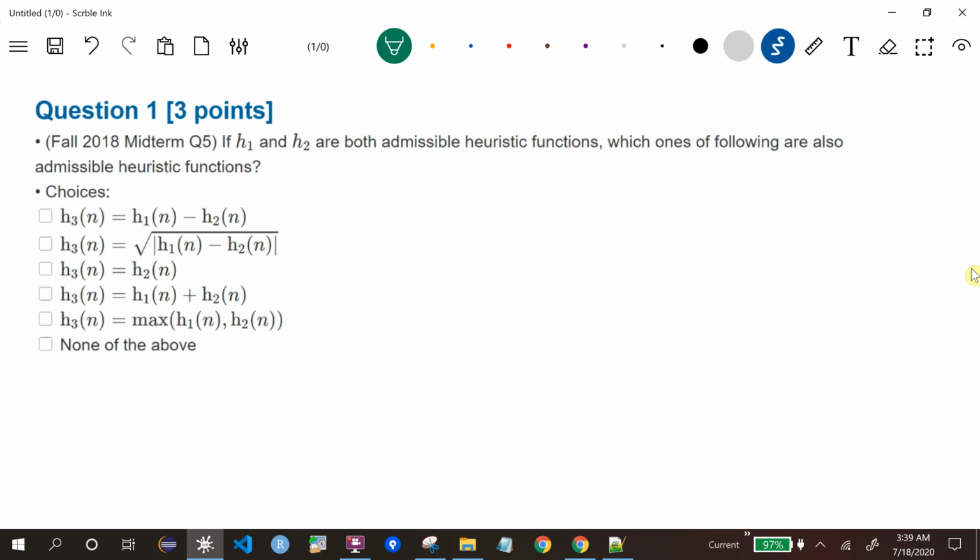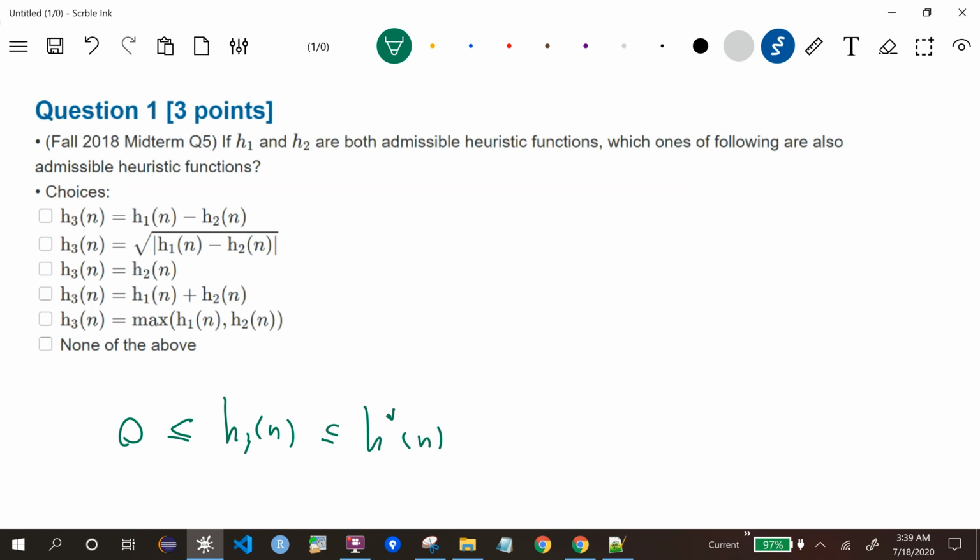This is M10Q1, and it's asking about how to combine two admissible heuristics into one such that it's still admissible. So the key point is writing down the definition of admissibility. So it's H3 for any n should be between 0 and H star of n.